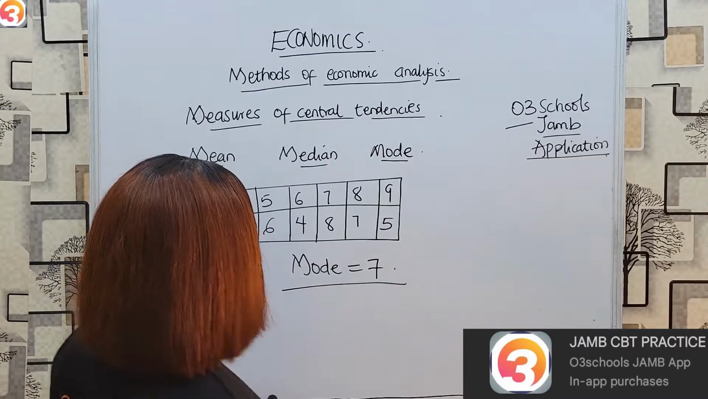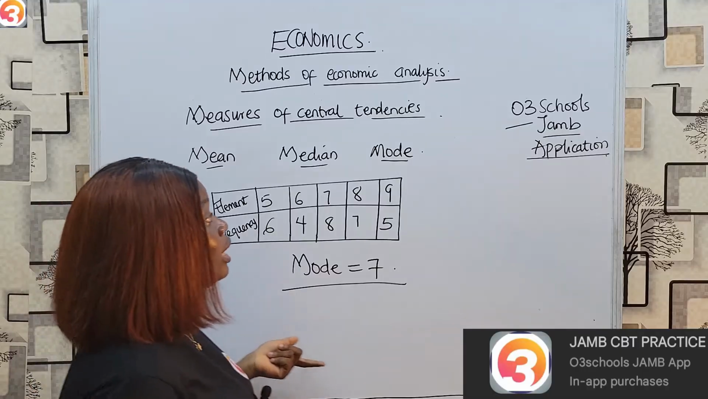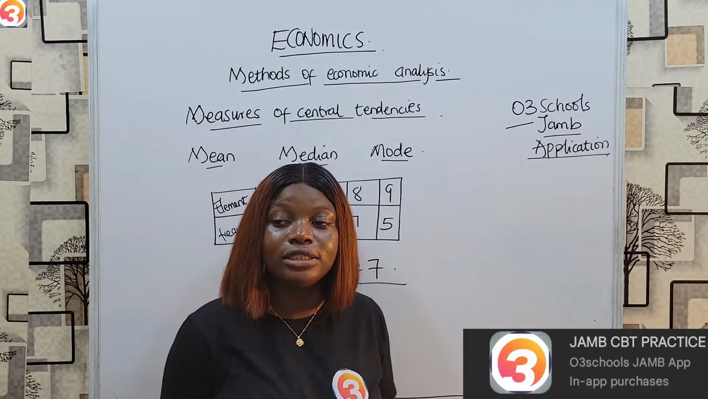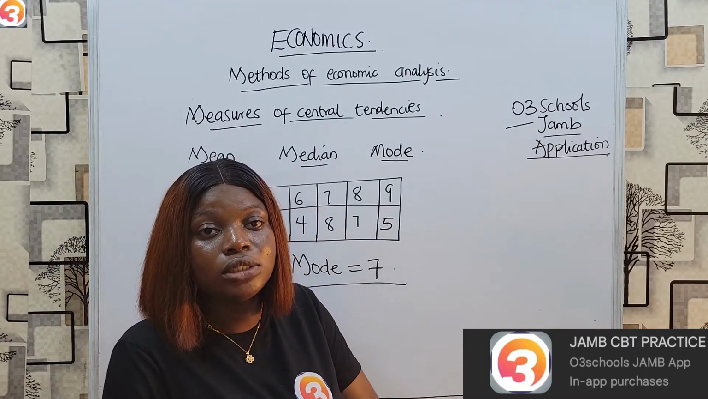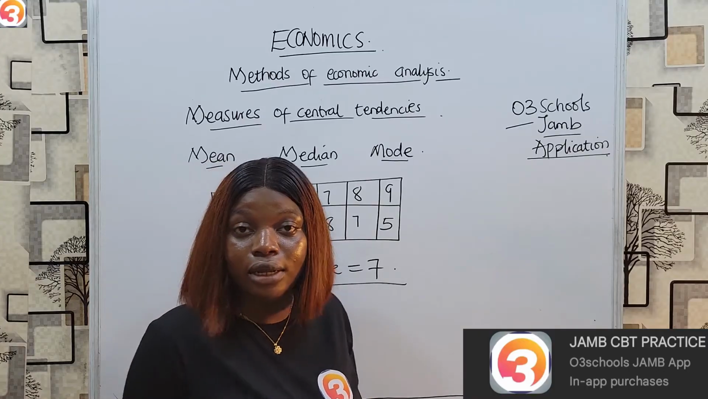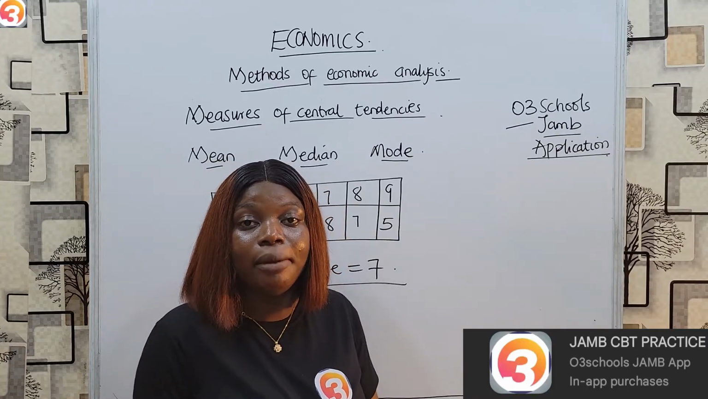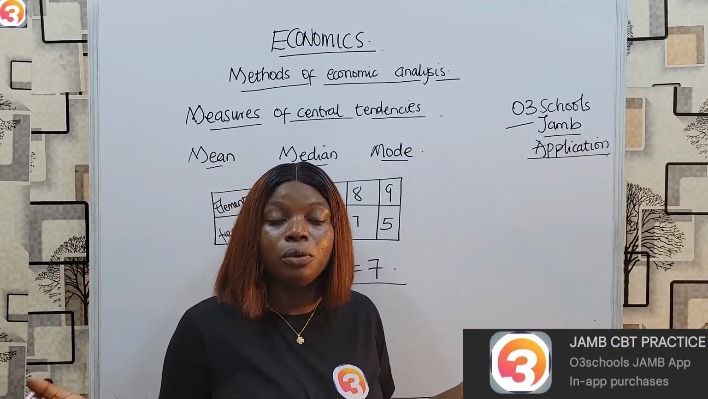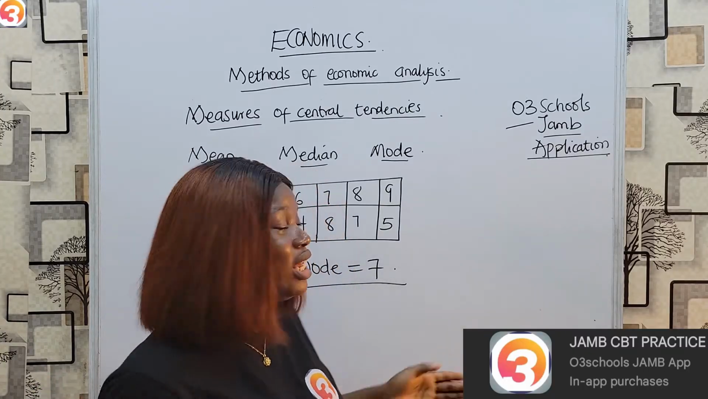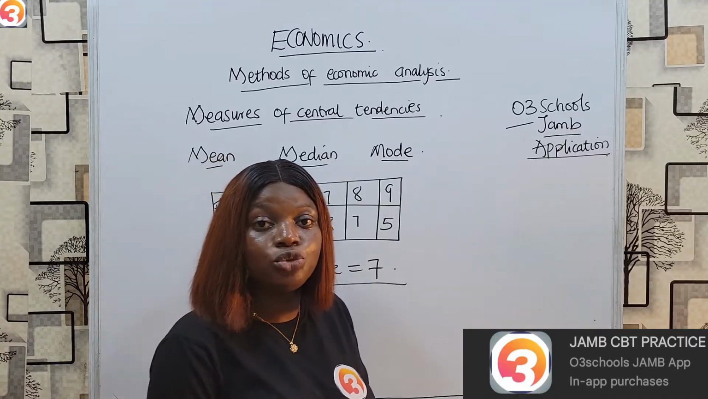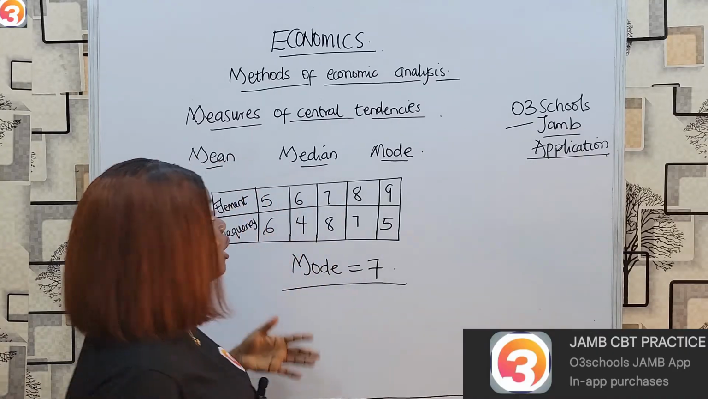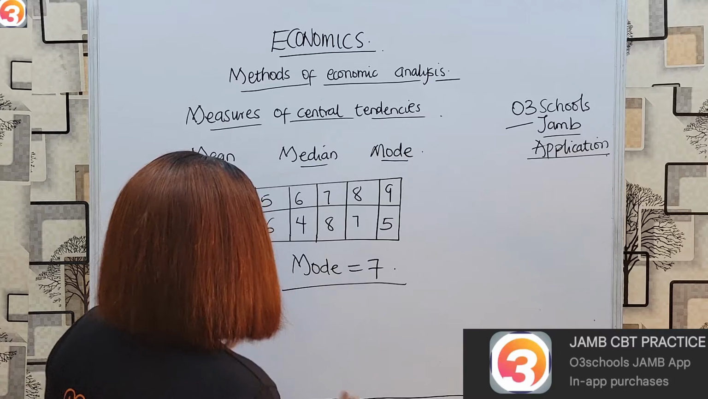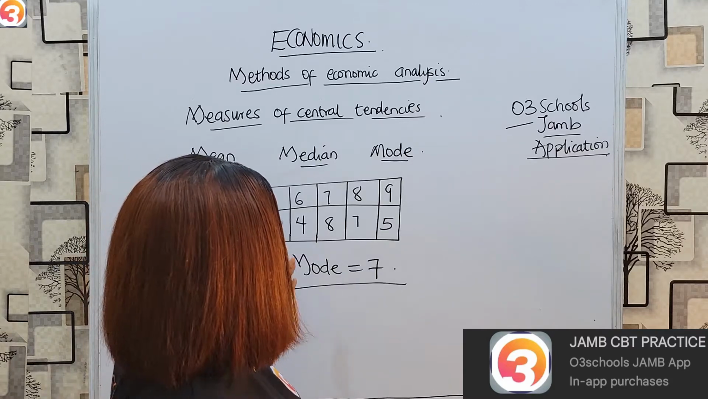Therefore our mode is equal to 7. Characteristics of mode. The mode is usually the least sensitive. It is not as sensitive. It doesn't require all the quantities in a given data. It doesn't require all the elements. It only requires one, and which one is the one that appears most? That's why it is least sensitive, and it is the least representative measure of central tendency.